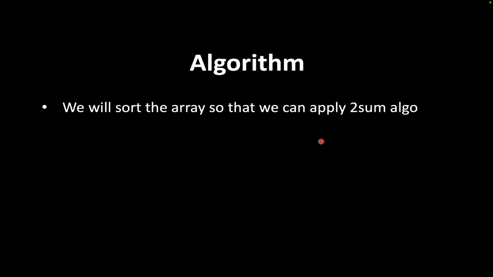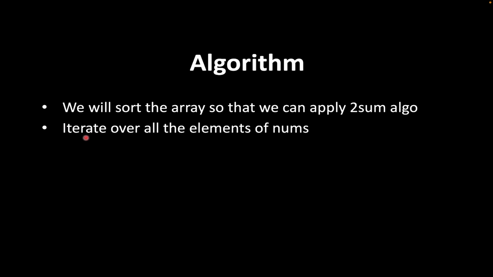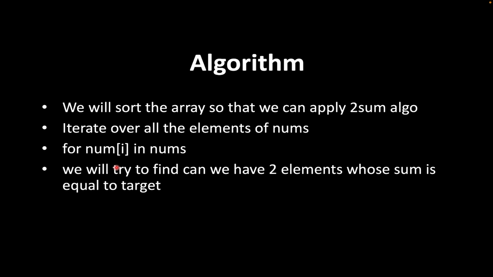Our algorithm will be, we will sort the array so that we can apply twosome. If you have any doubt, please check the twosome video first. And then what we will do is we will iterate over the elements of the nums. We will fix the nums[i], and then we will try to find two more elements such that the sum of all these three elements is equal to the target.